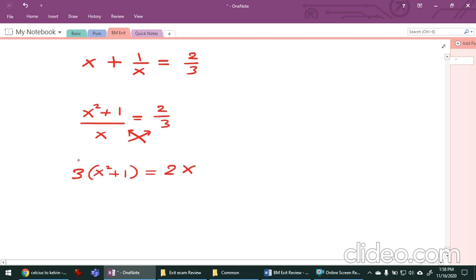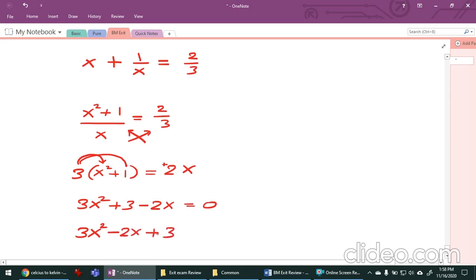Okay, if I open the bracket, what will come here? 3 into x square, then 3 into 1. So 3x square plus 3, and this 2x I am taking to the left. When plus 2x comes to the left, it will become minus 2x equal to 0. First I should write 3x square, then I will write this term. Okay, minus 2x plus 3. I should write in order of power. See here, power 2, power 1, power 0 equal to 0. So this is the equation.